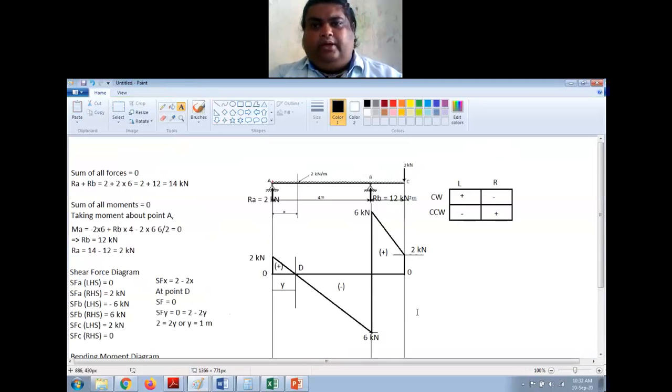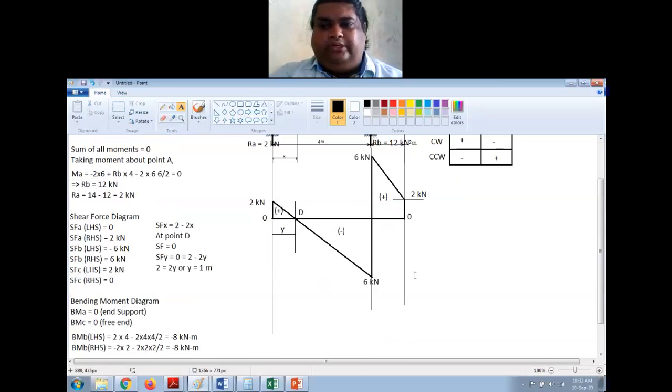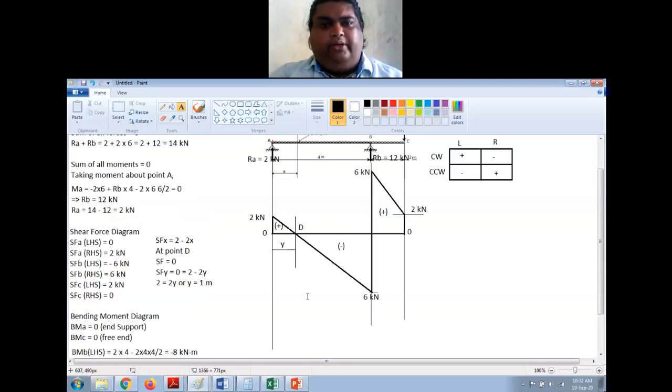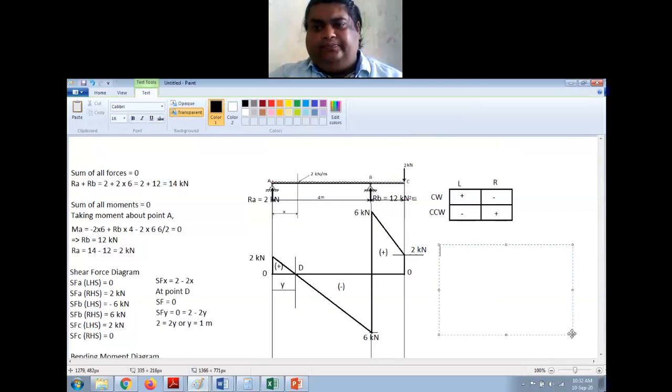Okay, I need to find the point of contraflexure. We will do that later. Now let me just draw the bending moment. I need to find the maximum bending moment at B. So for that, BM at B, this point I have called it as B, and this length is 1 meter.